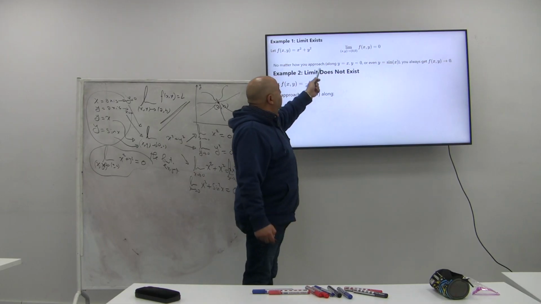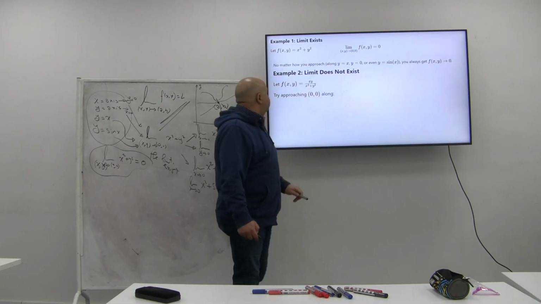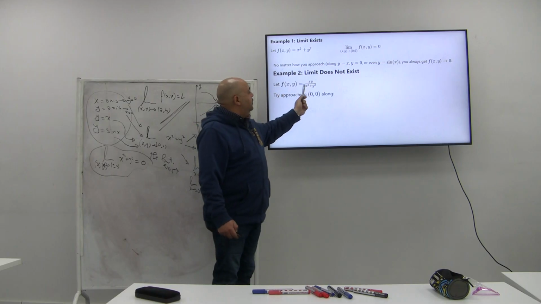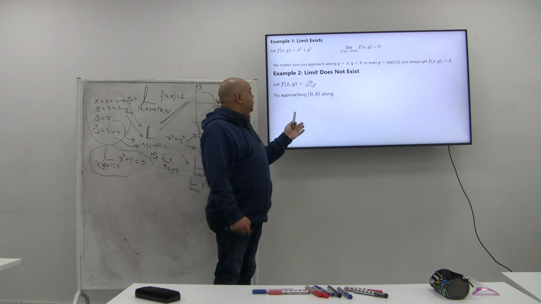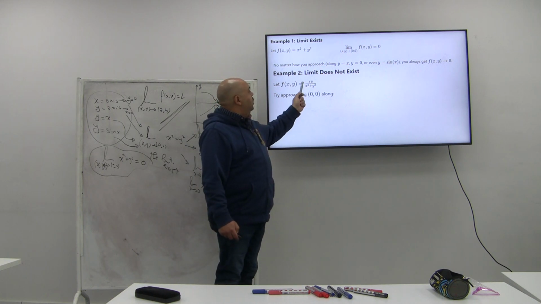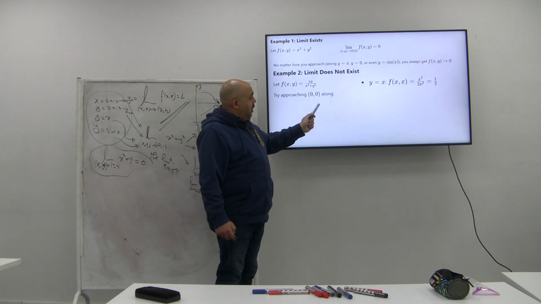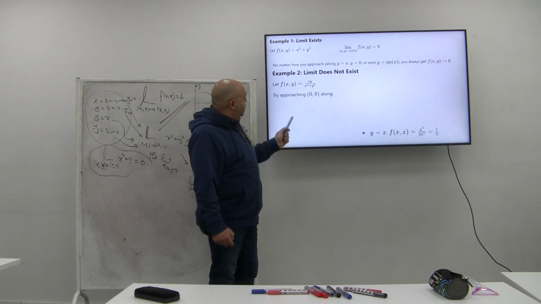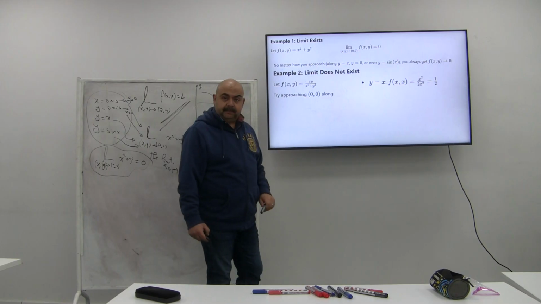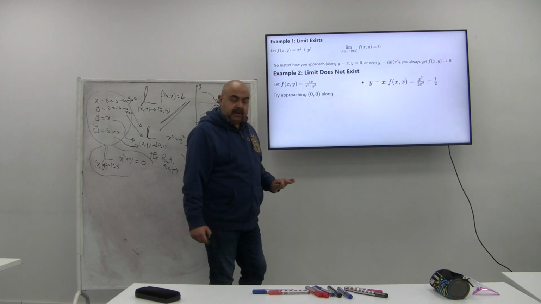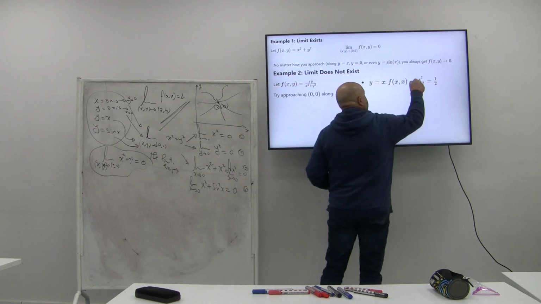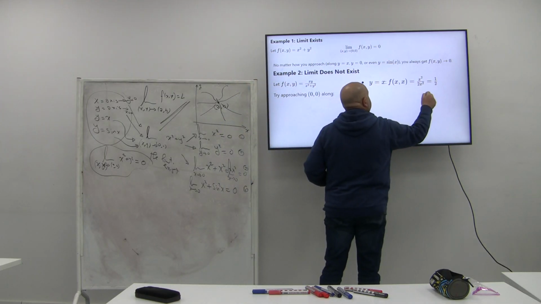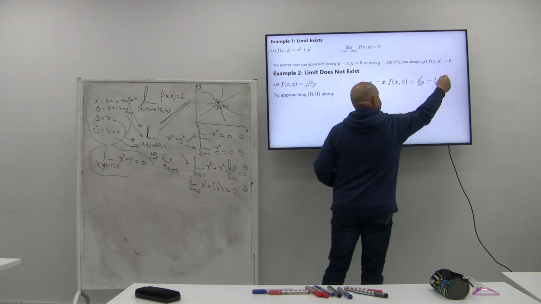Here's an example where the limit doesn't exist, which is a very famous example: xy divided by x squared plus y squared. Try to approach 0, 0. Let's do the limit by using the following curves. Let's say y equal to x. If I replace every y by x, this is going to be x squared over 2x squared. Taking the limit as x tends to 0, you will end up having a half.